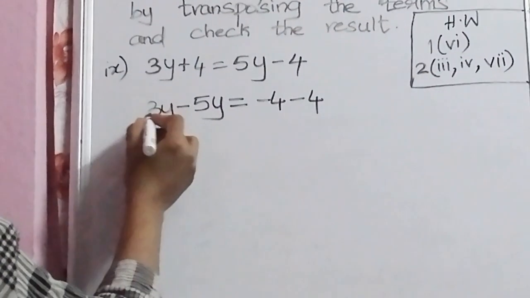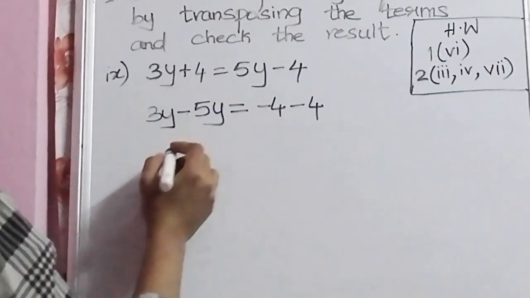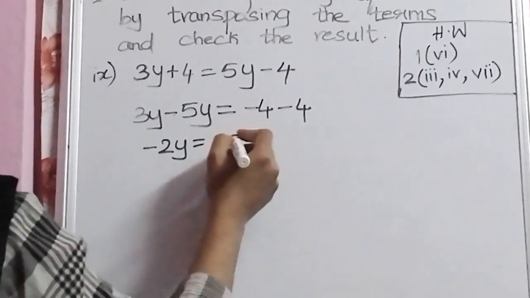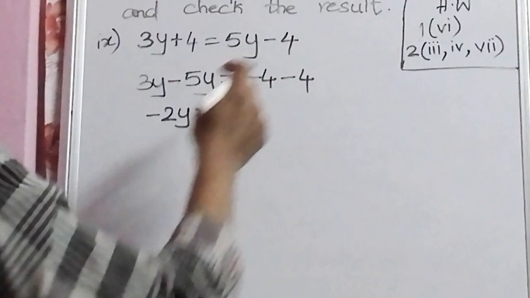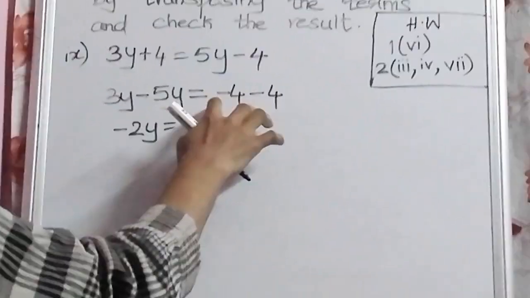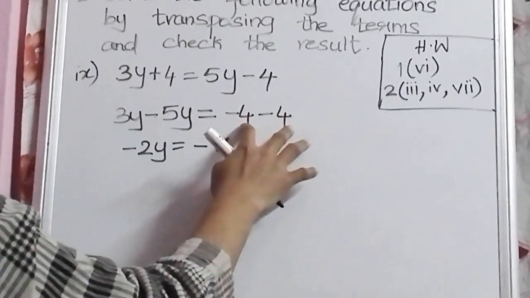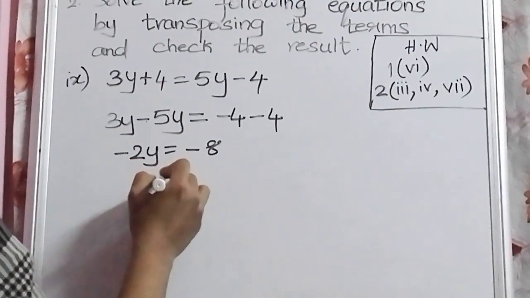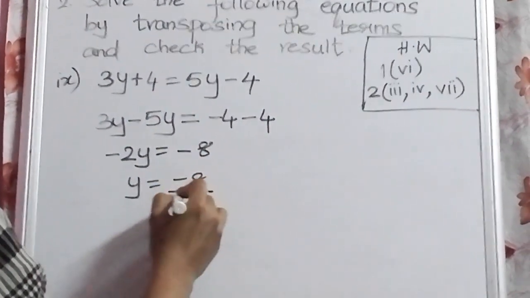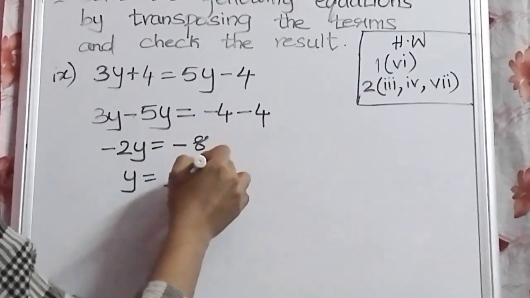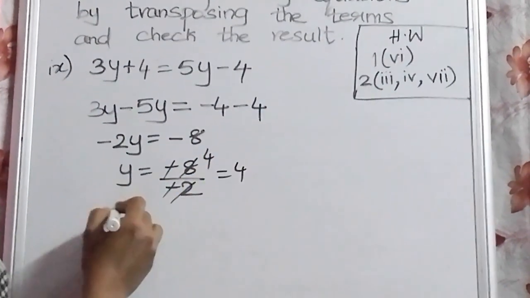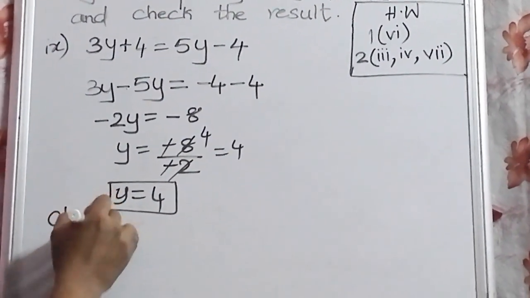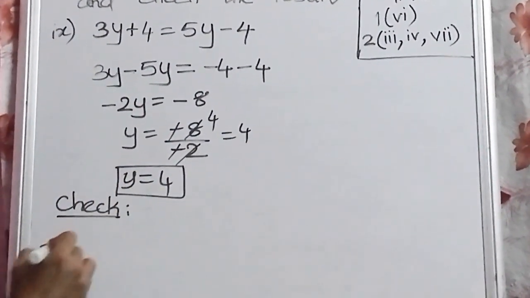minus 4 minus 4. This 3y minus 5y is how much? Minus 2y is equal to minus 4 minus 4. Minus numbers 2, if you add, it becomes answer. You are going to add, but you are going to write the symbol minus. Now multiplication, when it goes to the other side, it becomes division. Minus and minus gets cancelled. 2 ones are 2, 2 fours are 8. So the value of y is equal to 4. Check you should do. Complete this check part.